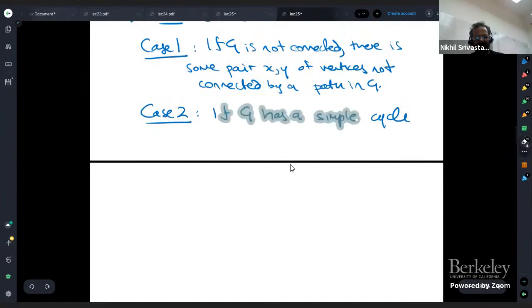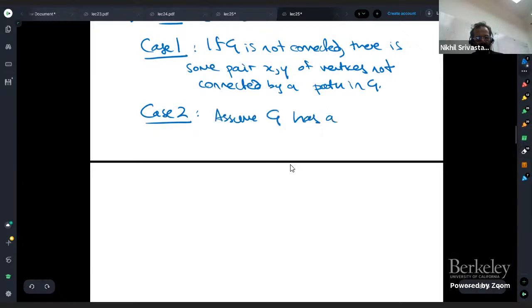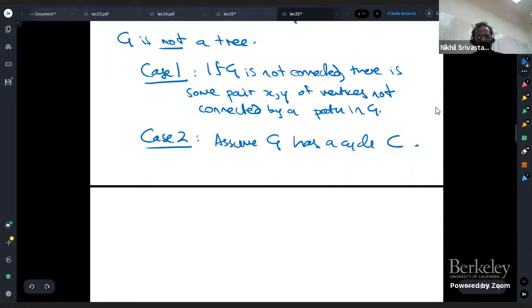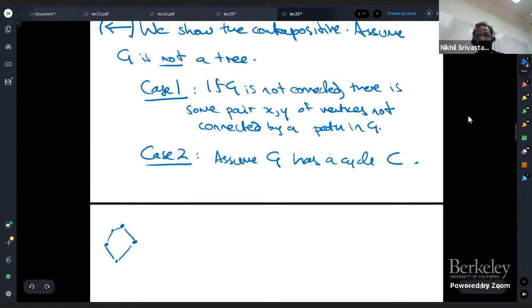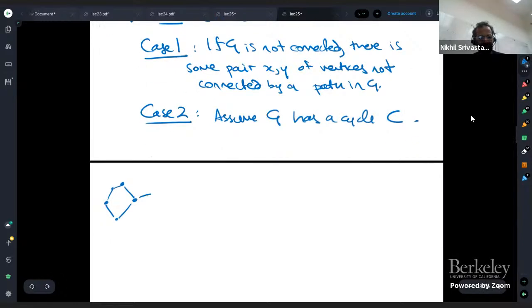Well, let's give it a name. So let's say assume G has a cycle C. So let's draw a picture of the cycle. A cycle is a simple circuit, so no repeated edges. And what I need to do is show that there's a pair of vertices that doesn't have a unique path. G could have some other stuff going on too, by the way, but it does have this simple cycle C.